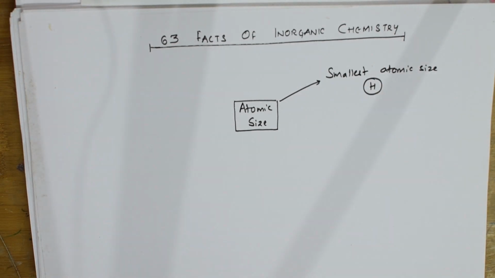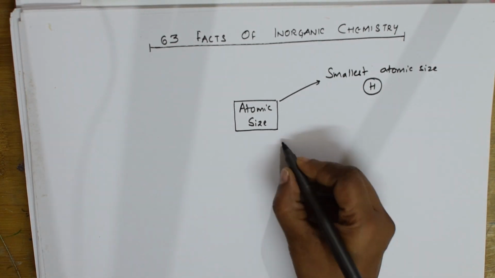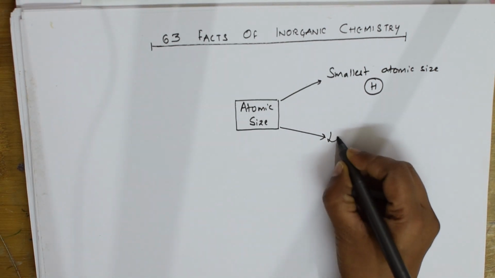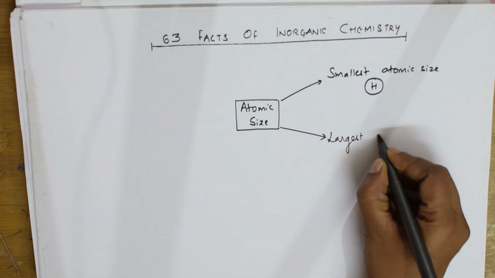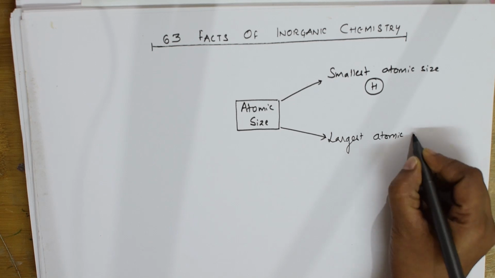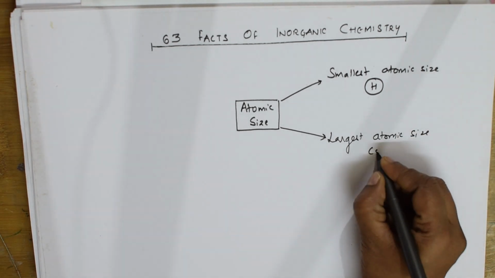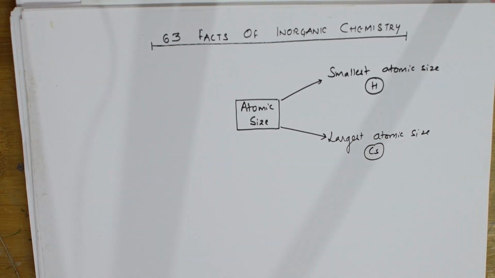Let us put it in a circle. Suppose I have to take the opposite of this: the largest atomic size element. What is the largest atomic size element? It is nothing but cesium. So smallest and largest. It is easy to remember like this, isn't it? Let us write smallest, largest like that.